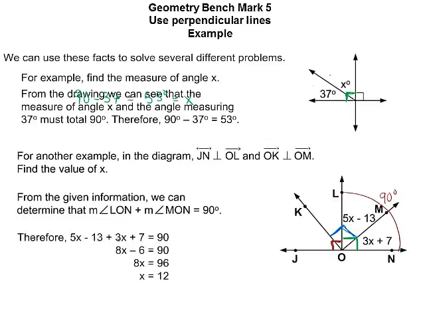So I have 5x minus 13 plus 3x plus 7 equals 90. 5x and 3x is 8x. Negative 13 plus 7 is negative 6. Add 6 to both sides, and you get 8x equals 96. And then divide by 8 to get x is 12.